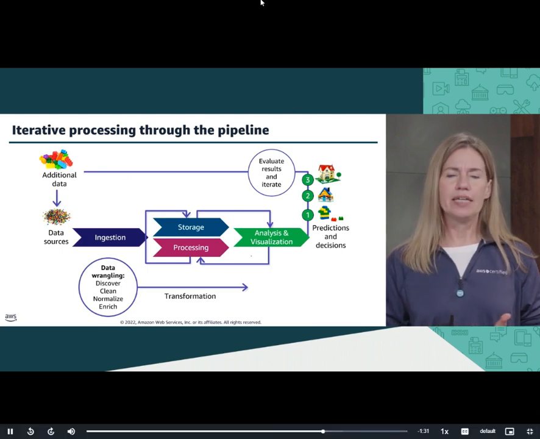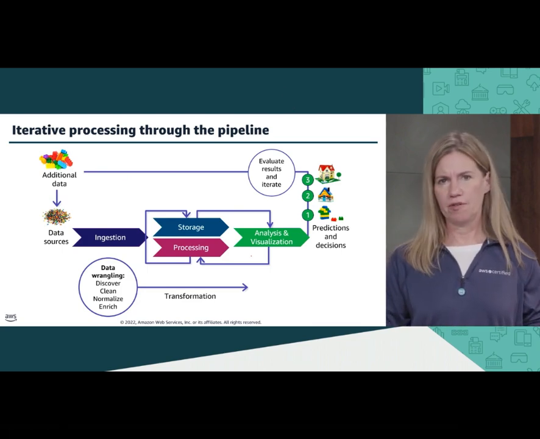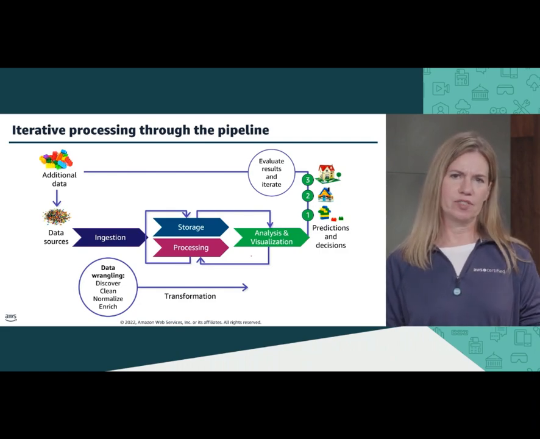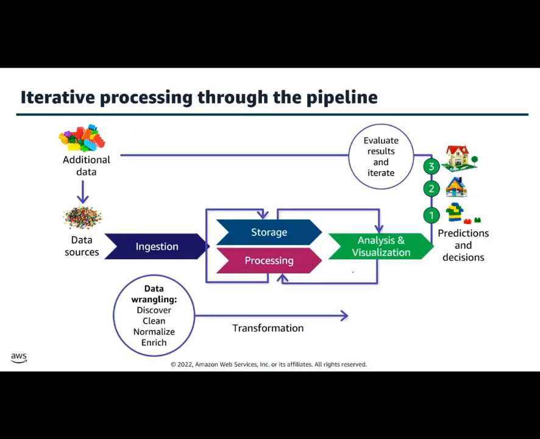For example, in this illustration, the initial iteration, number 1, yielded a result that wasn't as defined as was desired. So the data scientists refined the model and reprocessed the data to get a better result, number 2. After reviewing these results, they determined that additional data could improve the detail available in the result. So an additional data source was tapped and ingested through the pipeline to produce the desired result, number 3.